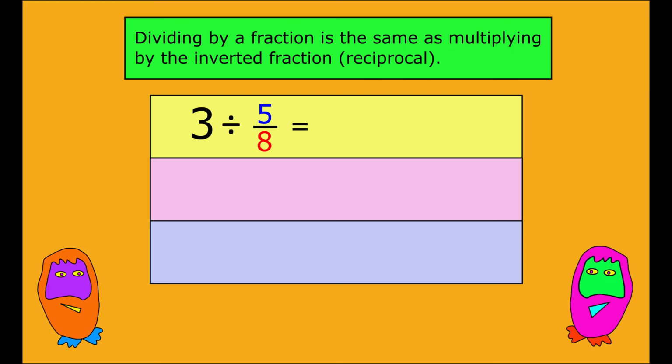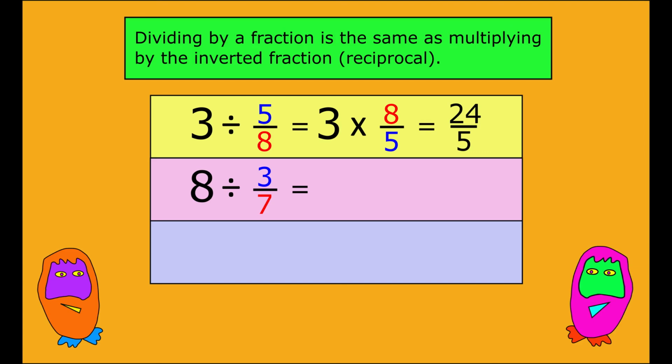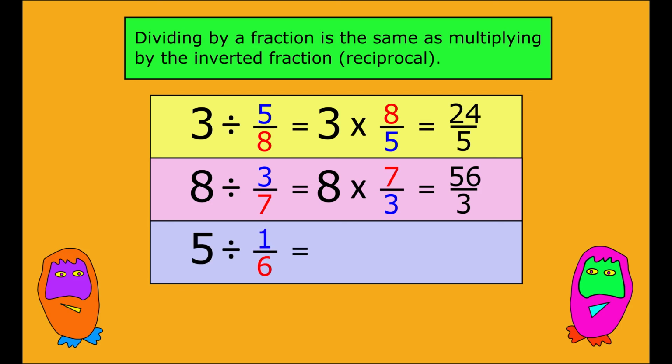So if you do 3 divided by 5/8, that's the same as 3 times 8 fifths. And that's equal to 24 fifths. If we took 8 divided by 3/7, that would be the same as 8 times 7 thirds, which is 56 thirds. And 5 divided by 1/6 is the same as 5 times 6 over 1. 5 times 6 equals 30.